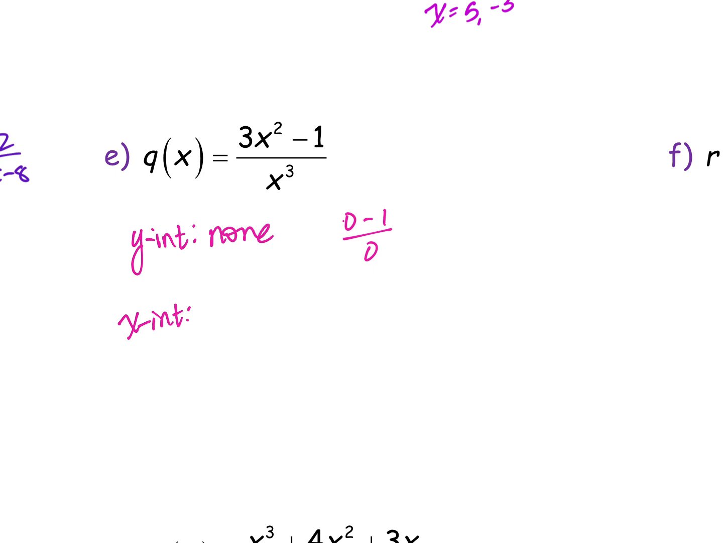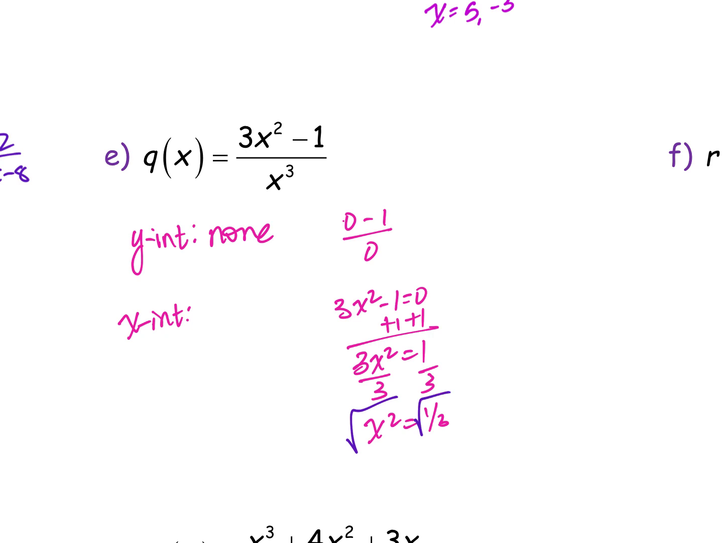X-intercept, 3x squared minus 1 equals 0. Add 1. 3x squared equals 1, divide by 3. X squared equals 1/3. Square root. X is going to equal plus or minus the square root of 1/3. So I've got the square root of 1/3, 0, and negative square root of 1/3, 0.